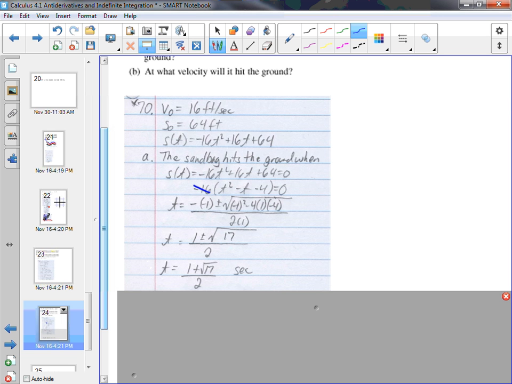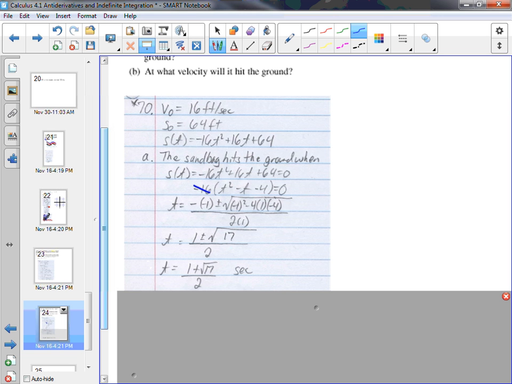So something a little bit bigger than 4 plus 1 will be something a little bit bigger than 5. Divided by 2 will be a little bit bigger than 2.5. So in a little over 2.5 seconds, it hits the ground. It's 2 point what? 2.56, blah, blah, blah, right? Okay, so that's when it hits the ground.